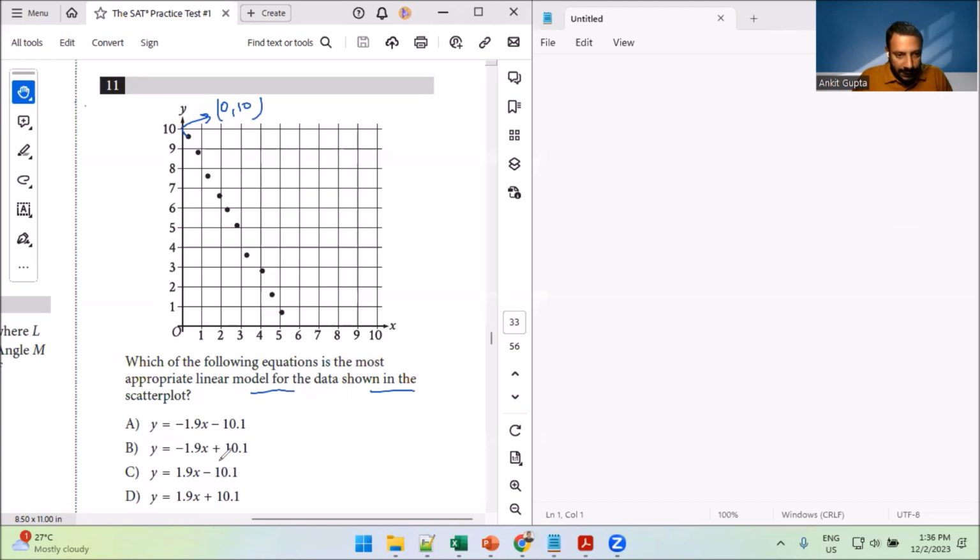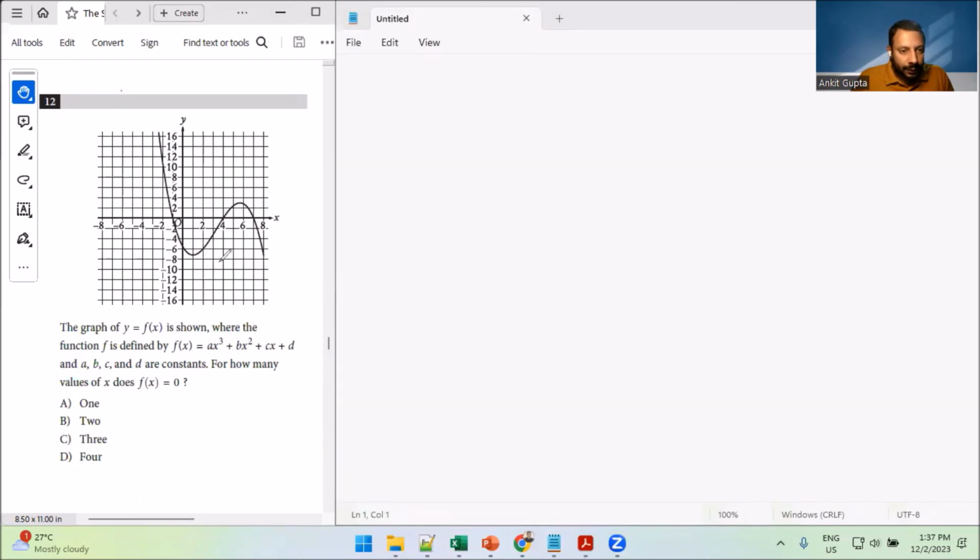So if we look at the answer choices and start putting x is equal to 0, in this case, we are getting y as minus 10.1. So this is not possible. Similarly, C is not possible. So the only choices possible are B and D. Now, if you look, the line is tilted towards the left. And we know that if a line is tilted towards the left, the slope of the line will be negative. That means the value of m, which is the coefficient of x in this equation, will be negative. So the answer will be option number B.